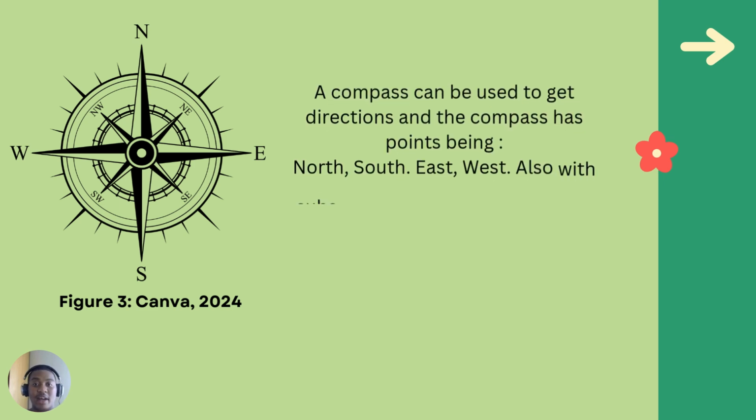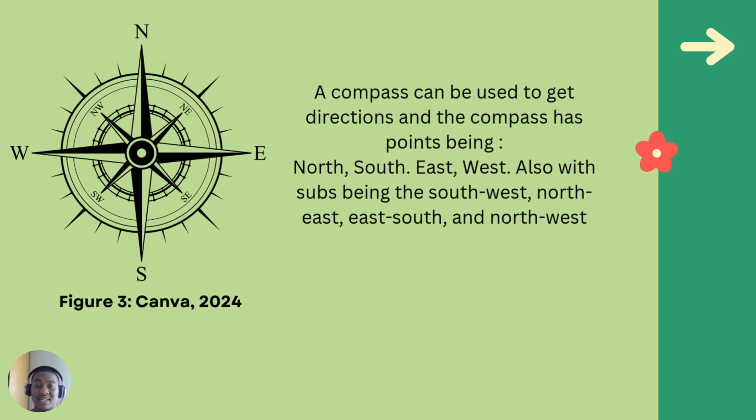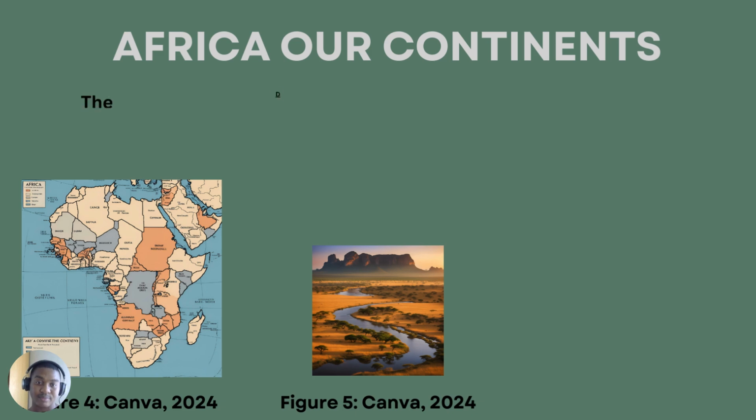Moving on, a compass has what we call sub-directions. We all know that a compass gives directions for north, south, east, and west. But a compass can also be used for getting directions like northwest, southwest, southeast, and what? Northeast. Yes. So all in all, a compass gives us eight directions: north, south, east, west, southwest, northeast, southeast, and northwest.